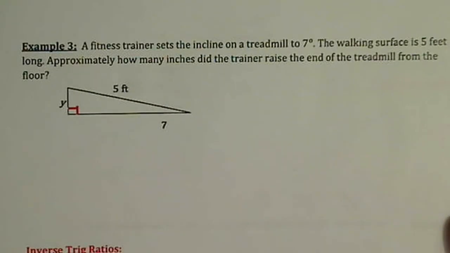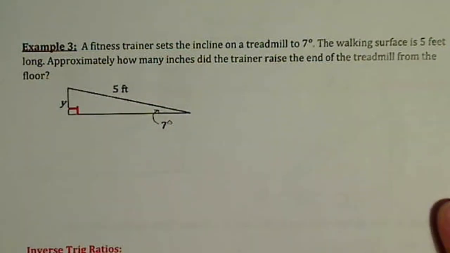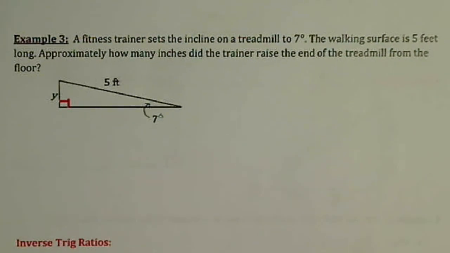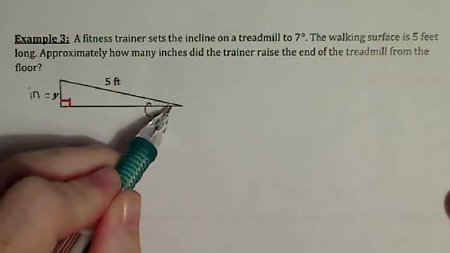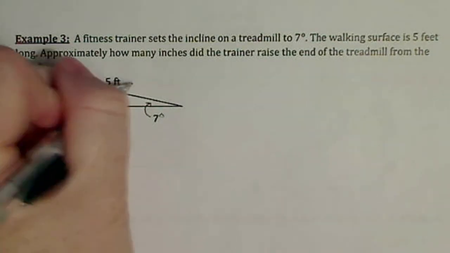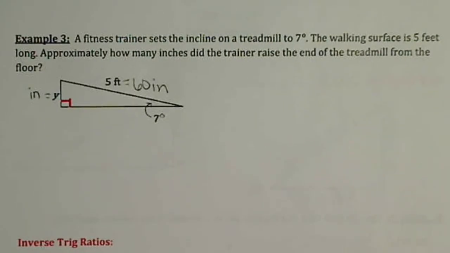Okay, let's try example 3. Now, on this example, your teacher forgot to put the degree and the arrow. This 7 goes to that little tiny angle. Okay? And one of the things you have to notice is it's asking you how many inches. So we want this side in inches, but this side is in feet, the actual treadmill. So first thing you need to do is change 5 feet to 60 inches. Okay. Now we have inches and inches, and life is beautiful.